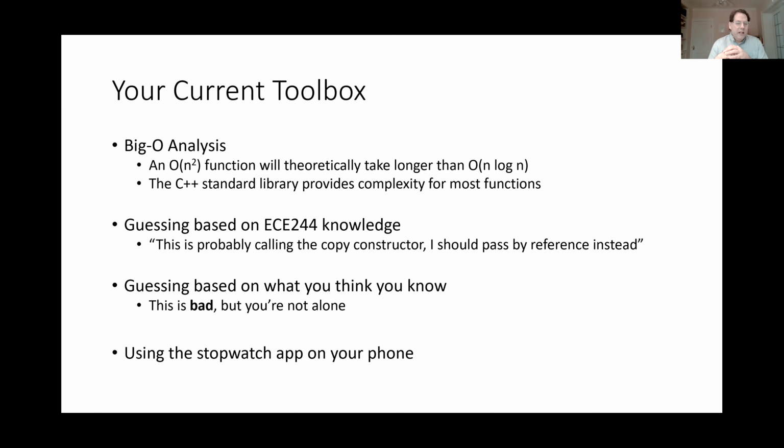You can also guess based on some of the knowledge you gained in ECE 244. In ECE 244, you learned that the copy constructor can be slow if you're moving around big data. Instead, you can do things like pass by reference, where you don't actually copy a large amount of data. So you can inspect your code, and you can often find bottlenecks like this. You should probably start with big O analysis, make sure it's good. If it is good, look for large constructor calls. That's a useful thing to do.